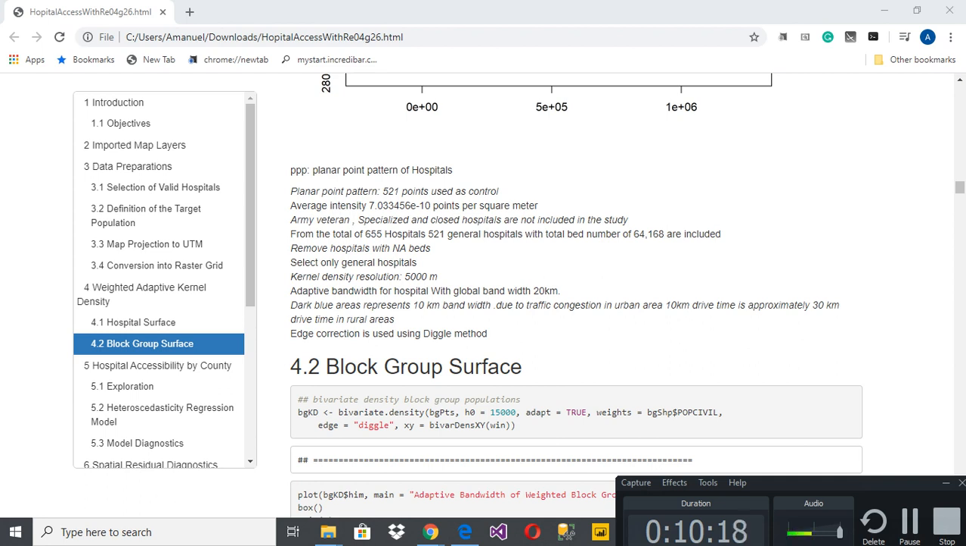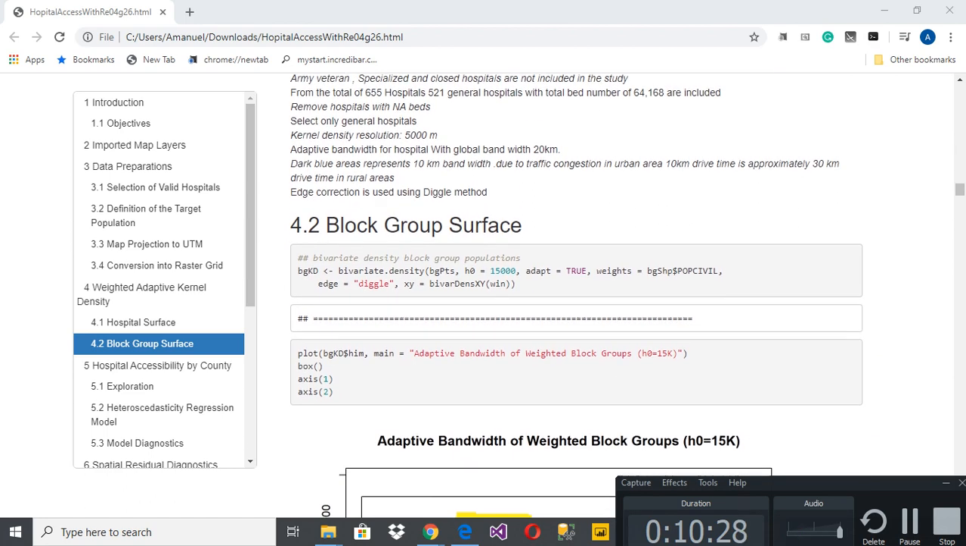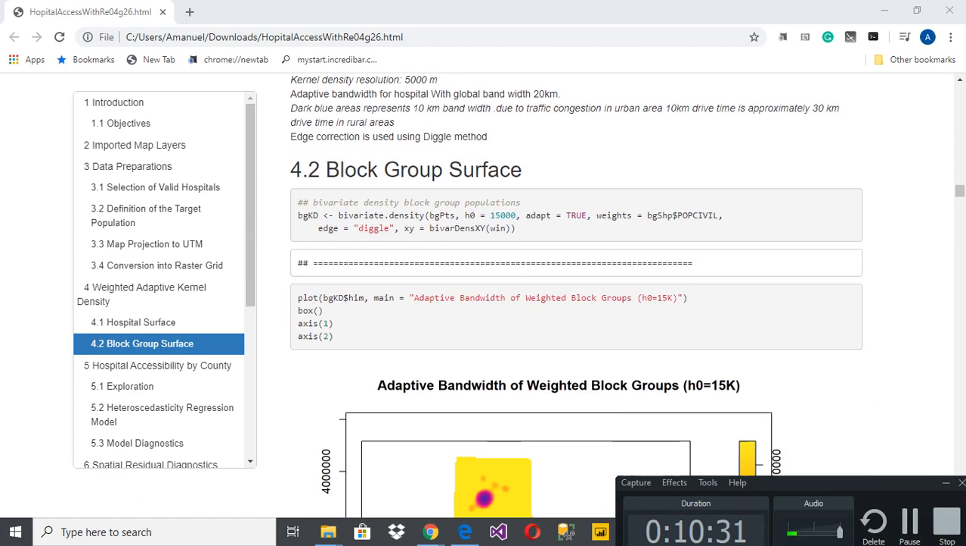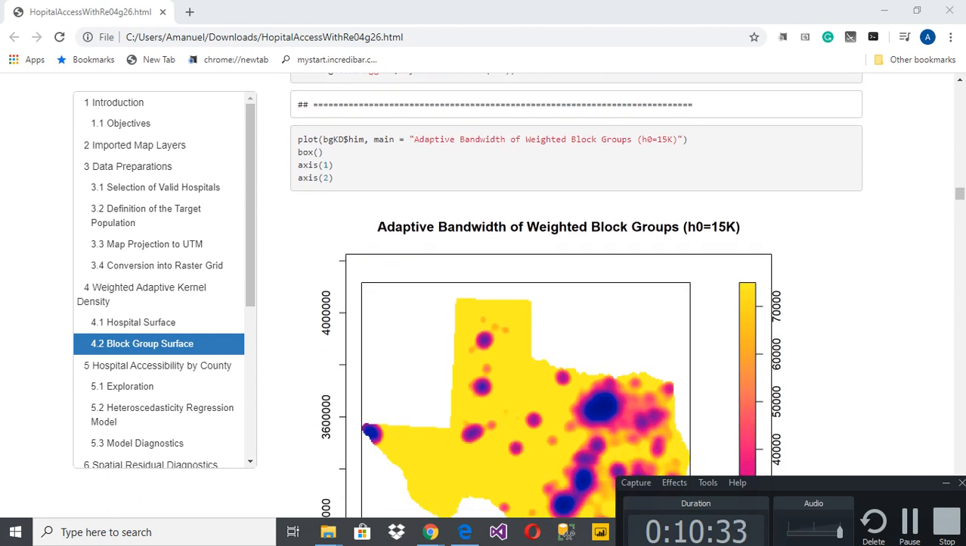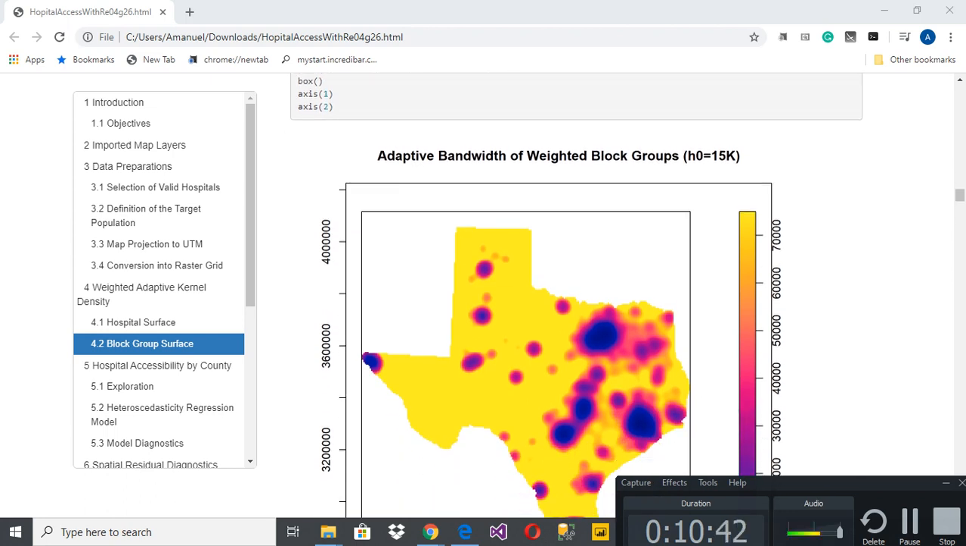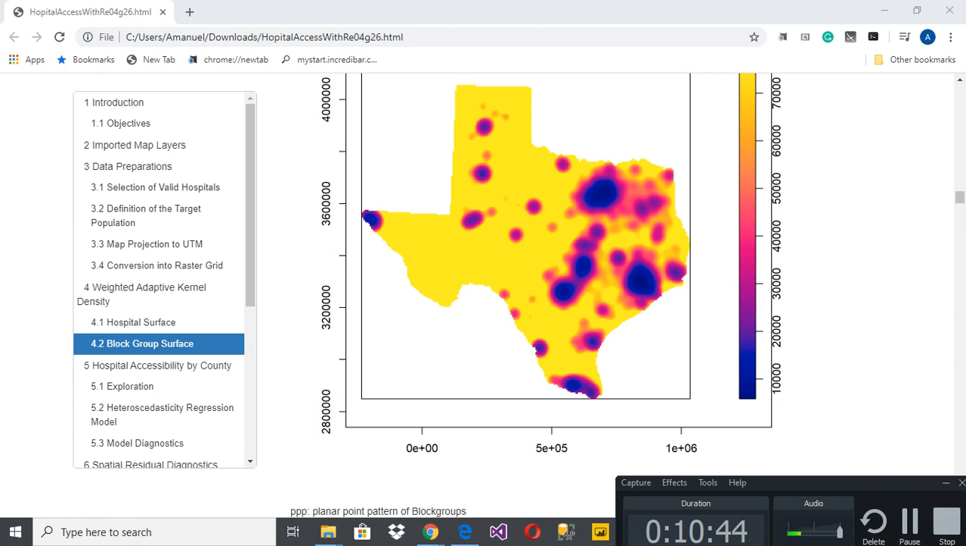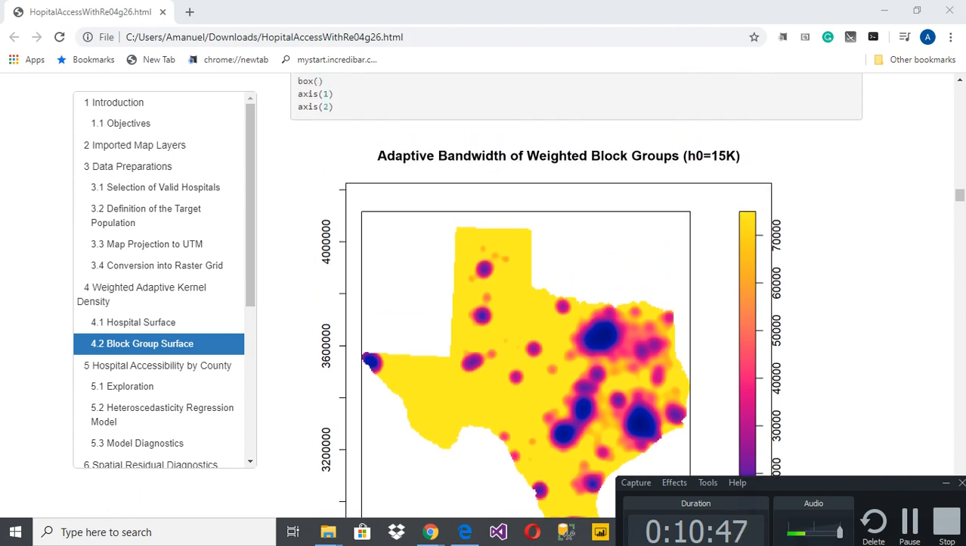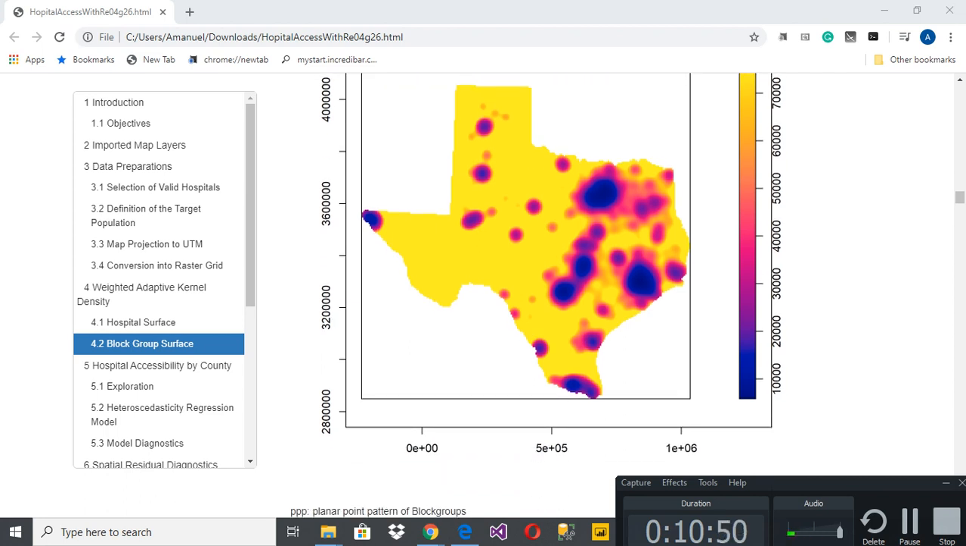So the average intensity is this one, a really small, very small number, and 521 hospitals. And the block group surface is done using the adaptive bandwidth with 15 kilometer global bandwidth. I've experimented with different global bandwidths, but 15 kilometers is the most convenient one, which doesn't over smooth or under smooth.